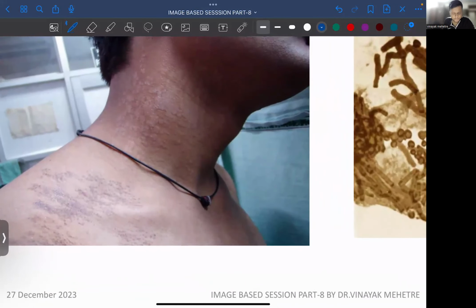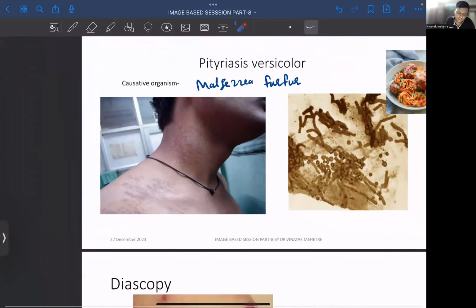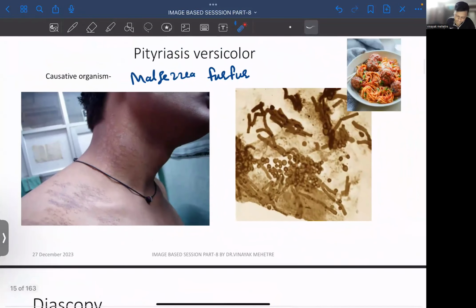Image is in front of you. Hypo or hyper or both? It is hypo and this is hyper. So we can see both the types of pigmentation. Okay, that is in pityriasis versicolor. We will see.